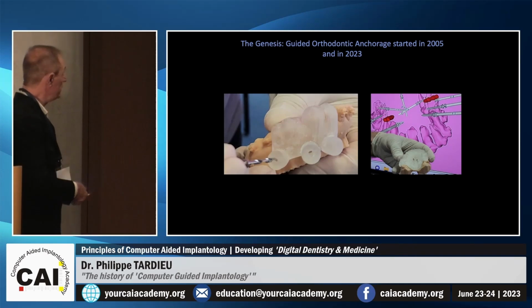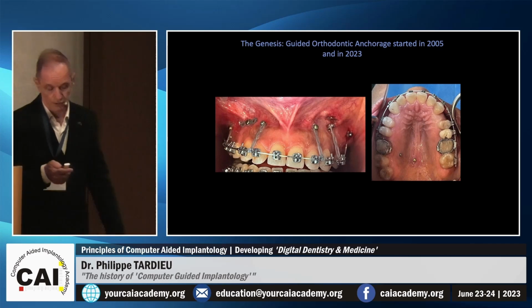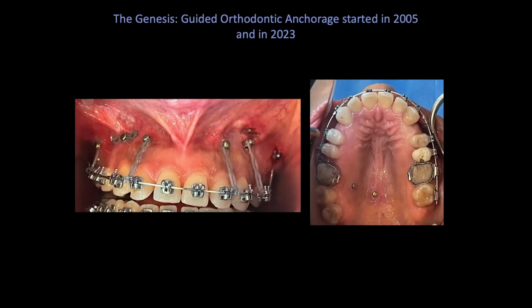So this was done. And these are the wires which are put all over. And you see the wires are pulling up. And the orthodontist is correcting the gummy smile with this.